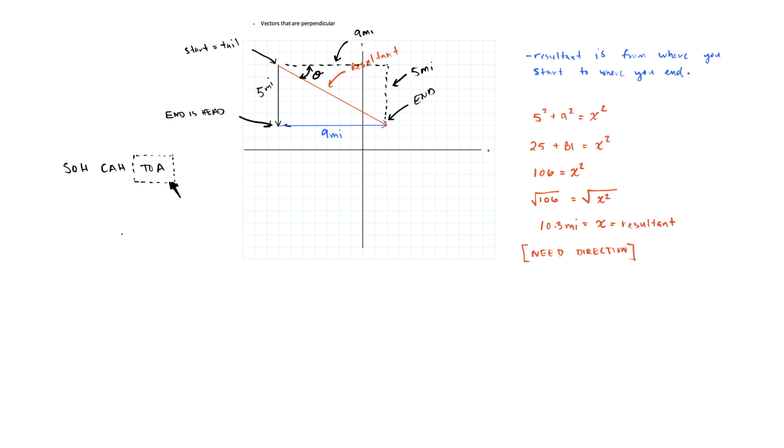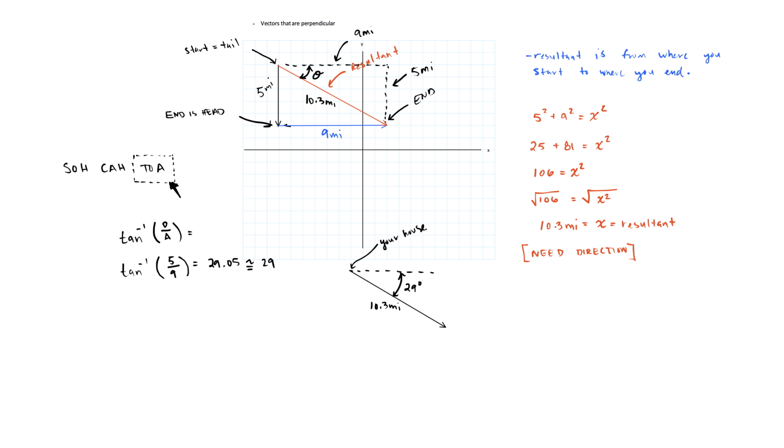So we're going to take the inverse tangent of the opposite leg, which is 5 miles, over the adjacent leg, which is 9 miles. If you put that in your calculator, the inverse tangent of 5 over 9 is going to give you 29.05 degrees. Let's say it's 29 because it's just really close to 29. So what we got is the direction. And what we have in total, from where you started, from your house, to where you ended, your brother's house, is 10.3 miles. And the direction of that from the x-plane is 29 degrees.